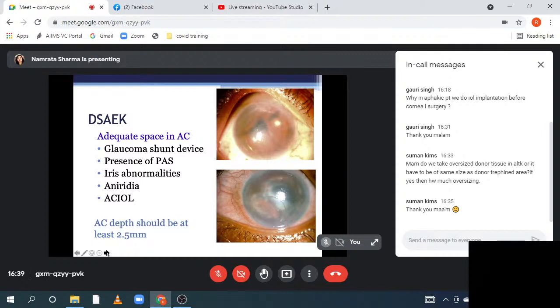The important thing is that you should have adequate space in the AC, so it can be done in the presence of peripheral anterior synechiae, iris abnormalities, even in AC IOL, even when there's a glaucoma shunt device. The only thing is that the AC should be at least 2.5 millimeters. Have a look at these cases where you can do a DSEK, but you possibly will not try to do a DMEK, because then it's going to get difficult.